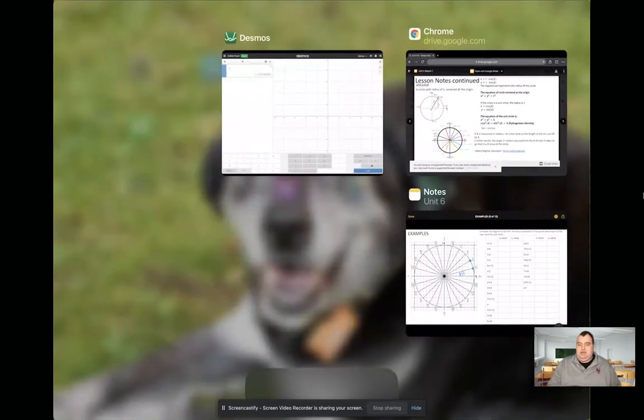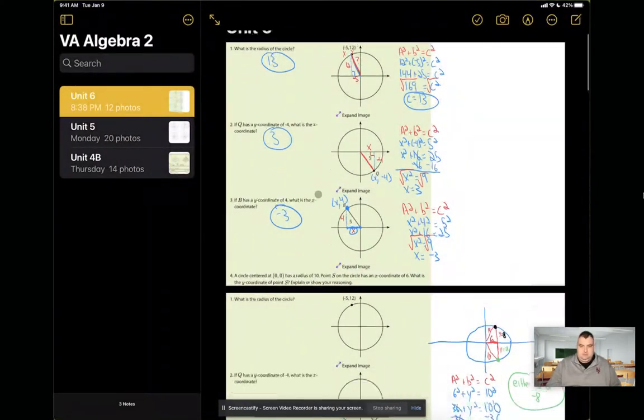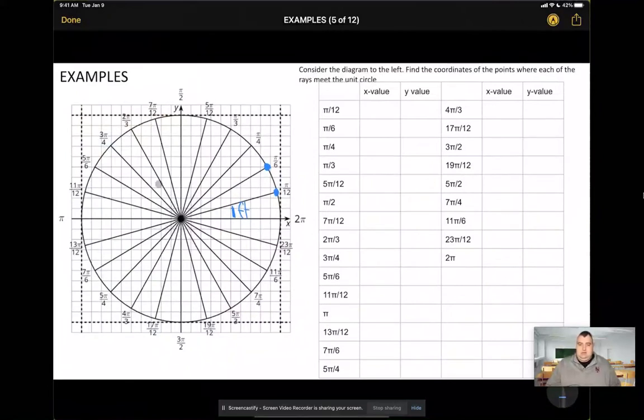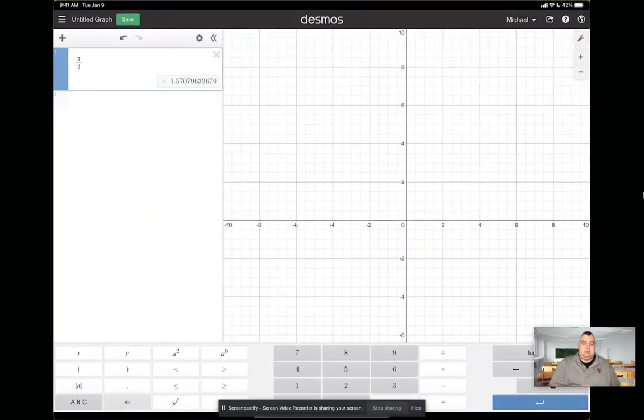So to find the x value, I'm going to find the cosine of pi over 12, and that's going to go here. To find the y value, I'm going to find the sine of pi over 12. How am I going to do that? I'm simply going to use Desmos.